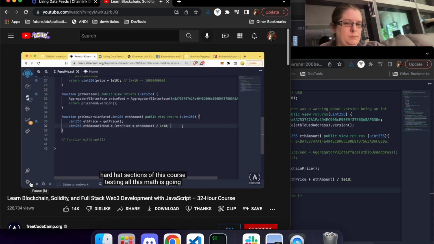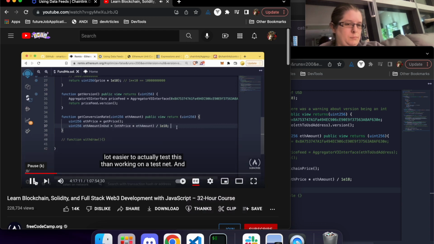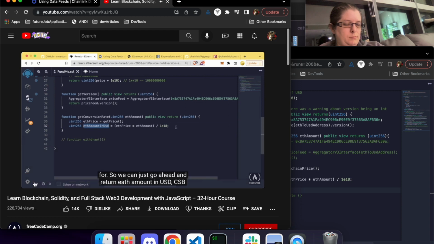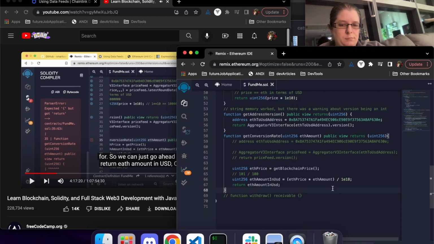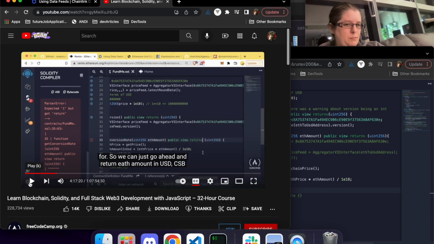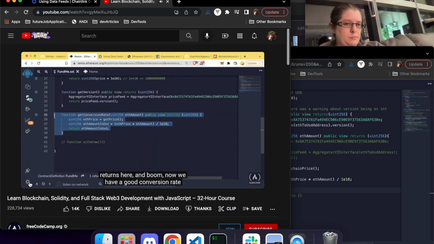Now, when we get to the Hardhat sections of this course, testing all this math is going to be a lot easier. And if you're really struggling with some of the math bits right now, I wouldn't let that slow you down, because once we get to Hardhat, it's going to become a lot easier to actually test this than working on a testnet. And this ETH amount in terms of USD is the number that we're looking for. So we can just go ahead and return ETH amount in USD. Okay. These be returns here, and boom. Now we have a get conversion rate function.